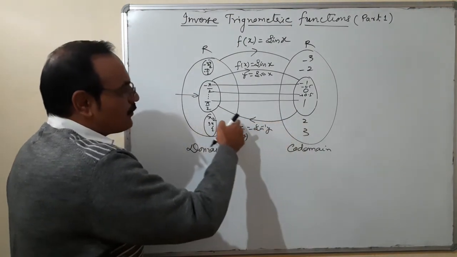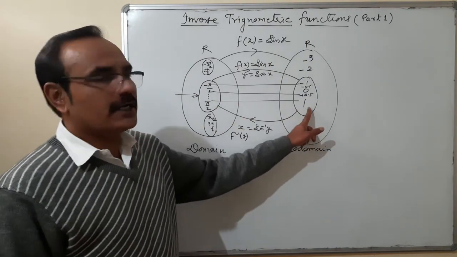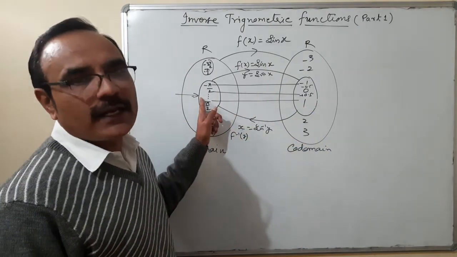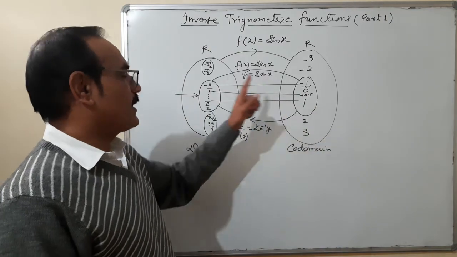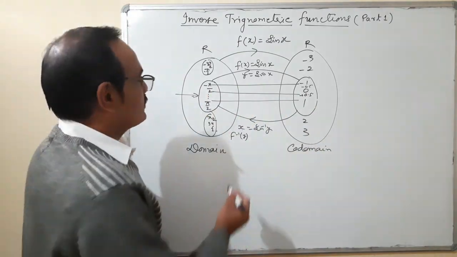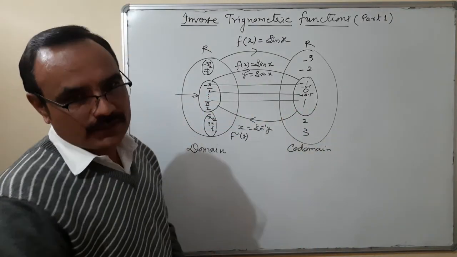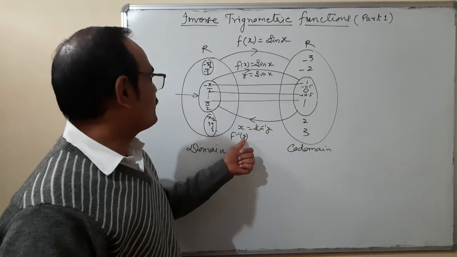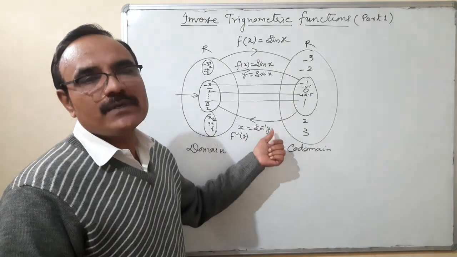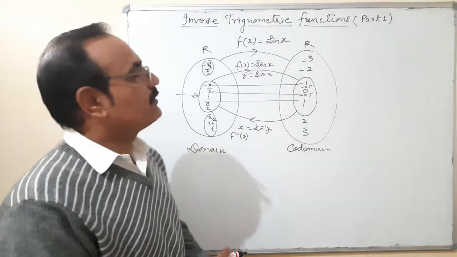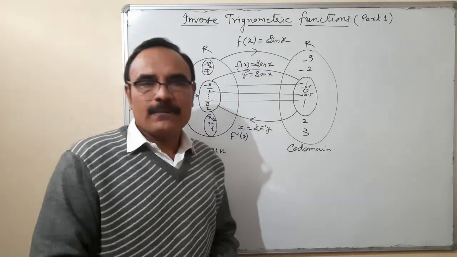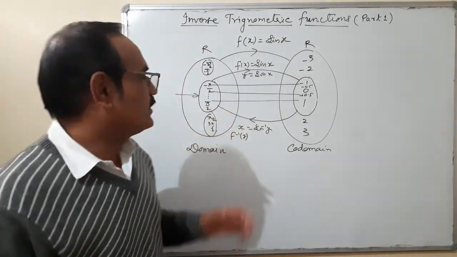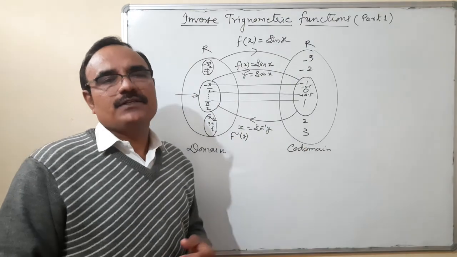That means when we come from here, this is treated as a domain and this is the codomain, the range. This is domain and this is range. So this becomes an inverse function. And because we are using f inverse y is equal to sin inverse y, it is an inverse trigonometric function. Okay. So now let us discuss inverse trigonometric functions in this chapter.